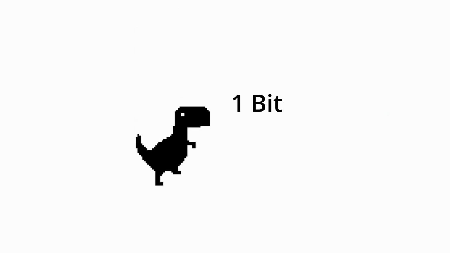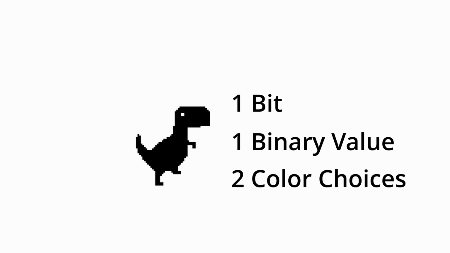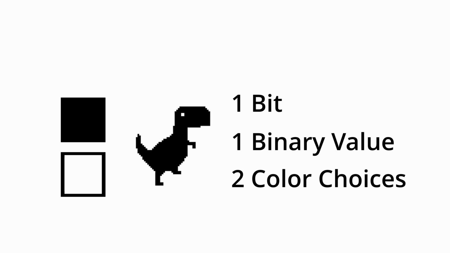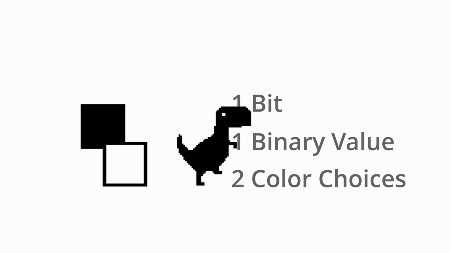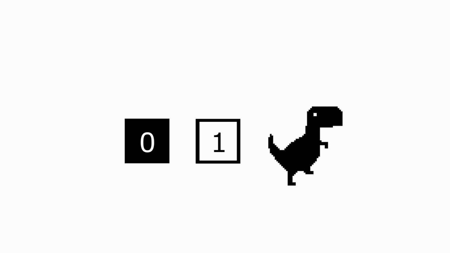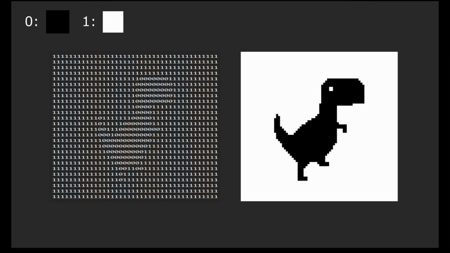Just to make this easier to understand, let's look at a 1-bit depth image. 1 bit really just means one binary value or two choices. So in this case, there are two color choices, black and white. This visual representation can also be represented with numbers. 0 is black and 1 is white. Computers behind the scenes take these numbers to assign each pixel a color value, resulting in a coherent image.